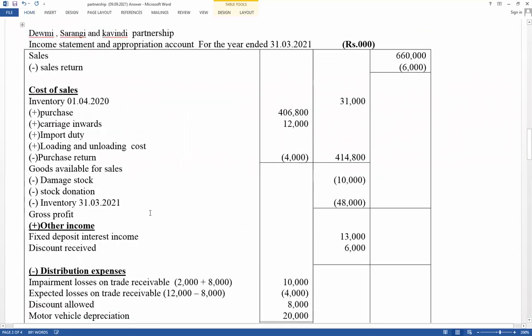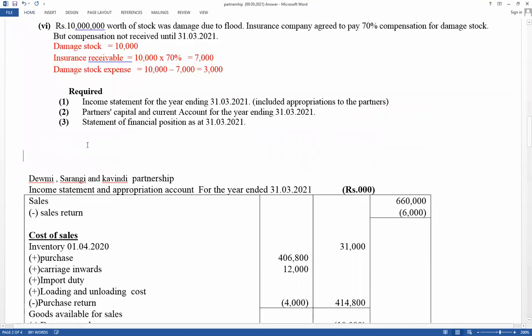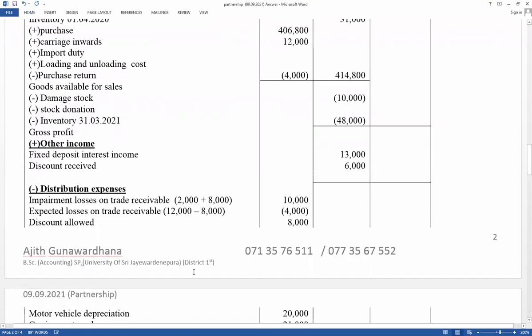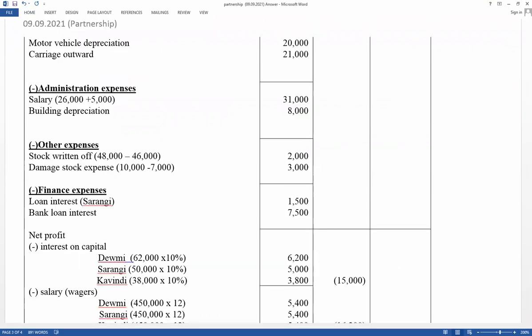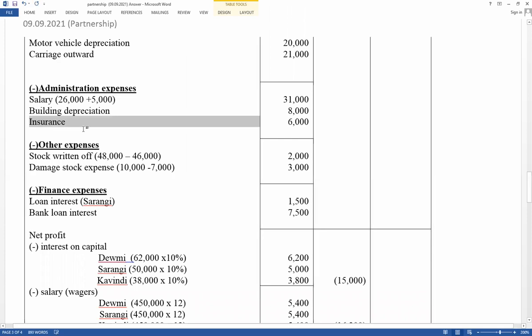And administration expense. Insurance expense is given and is available under administration. Therefore, insurance expense should be included under administration. You have to calculate net profit. After that, the appropriation parts, and other expense and finance expense, okay.